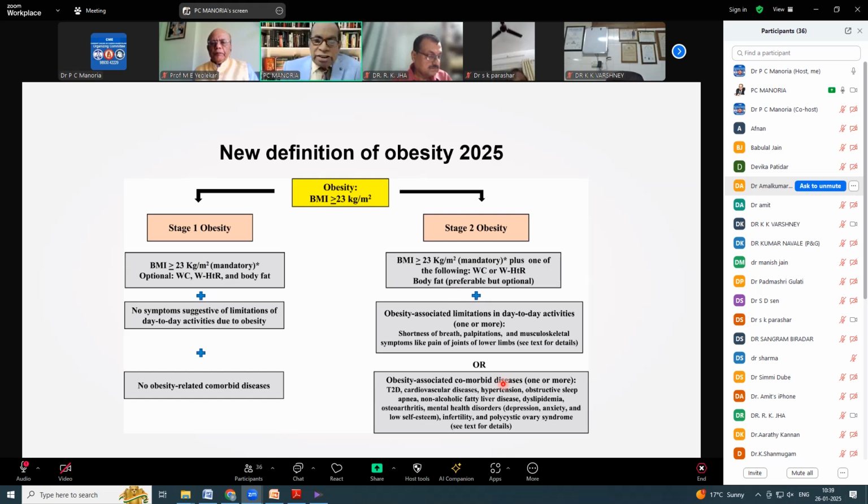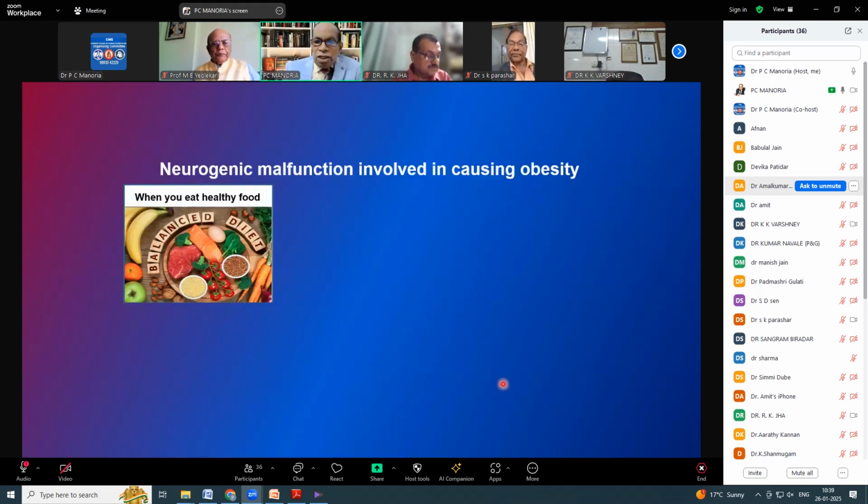So this is the latest classification of obesity. Now, obesity can be caused by multiple problems. There are multiple pathogenetic pathways. One of the problems is the neurogenic pathway.